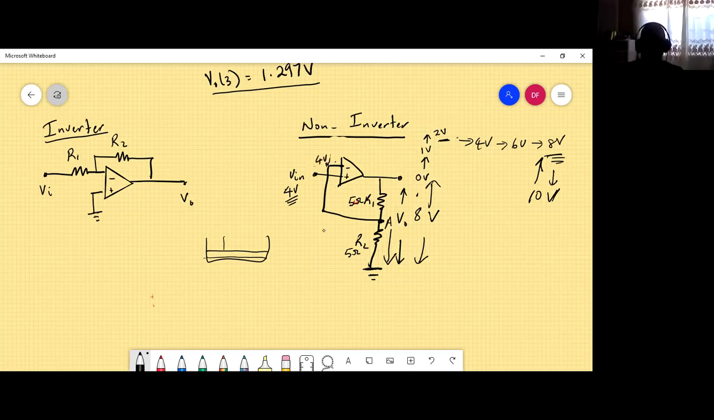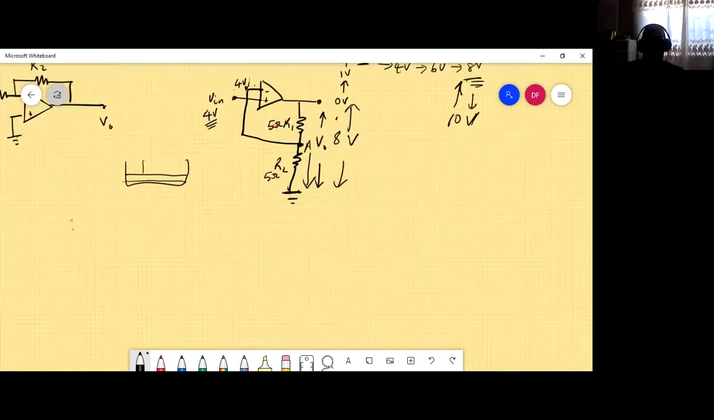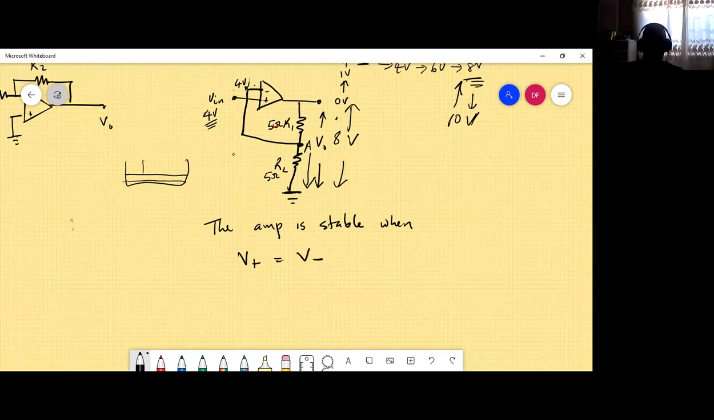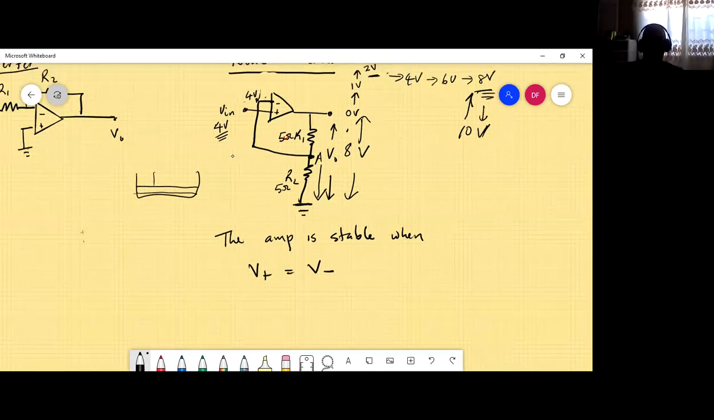So let's write that down in words. The amp is stable when V plus equals V minus. That's what we're saying, when the two voltages are equal. The voltage at the plus is the input voltage, and then the voltage at the minus.